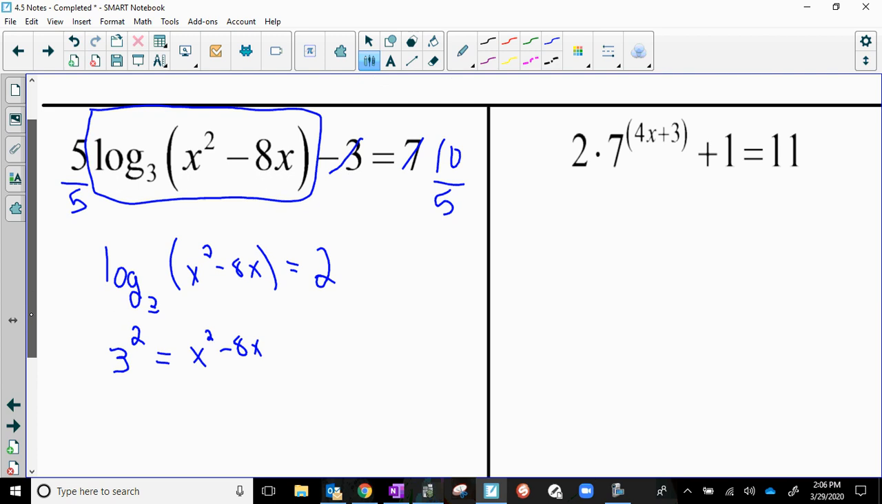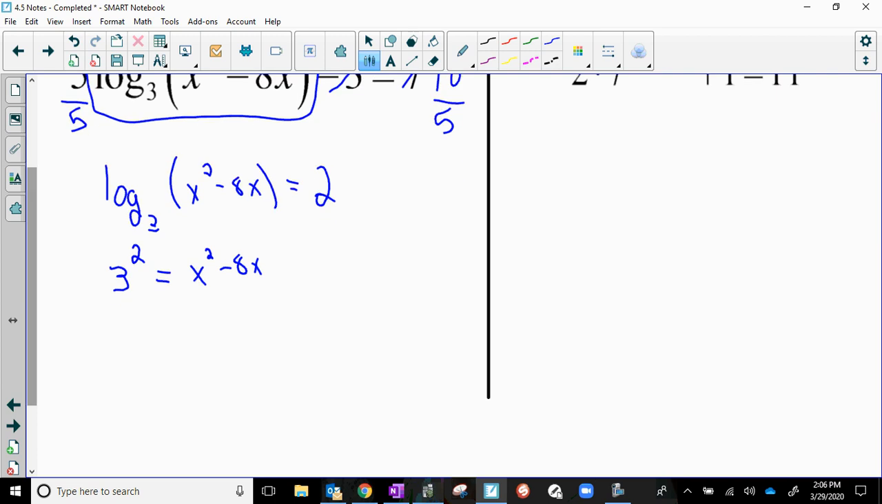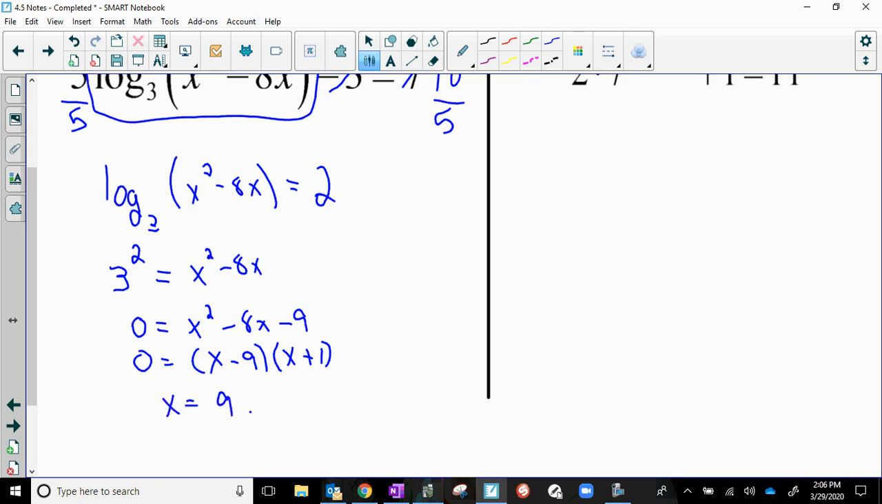At this point in time, we should be doing review of Algebra 2 or College Algebra, whatever your previous math class was, or our Chapter 1. So we've got an x squared and an x, so we're going to set it equal to 0. Let's move things so x squared is positive. So I'm going to subtract that 3 squared, which is 9. Then we're going to factor. So we have x minus 9, x plus 1. We come up with x equals 9, x equals negative 1.